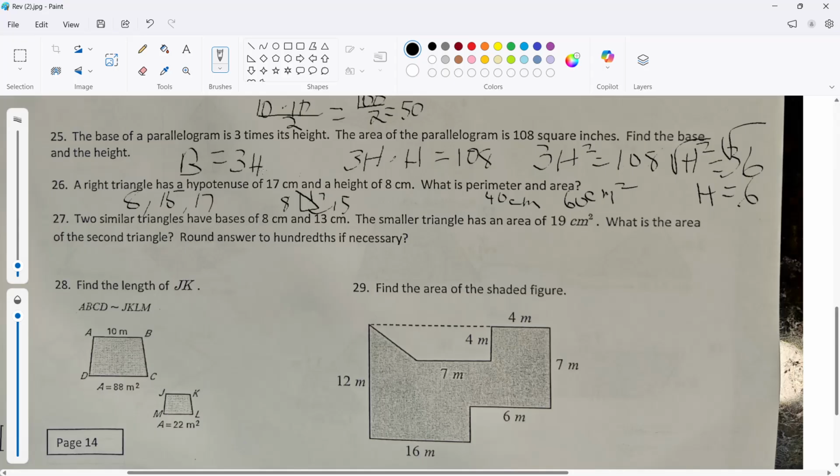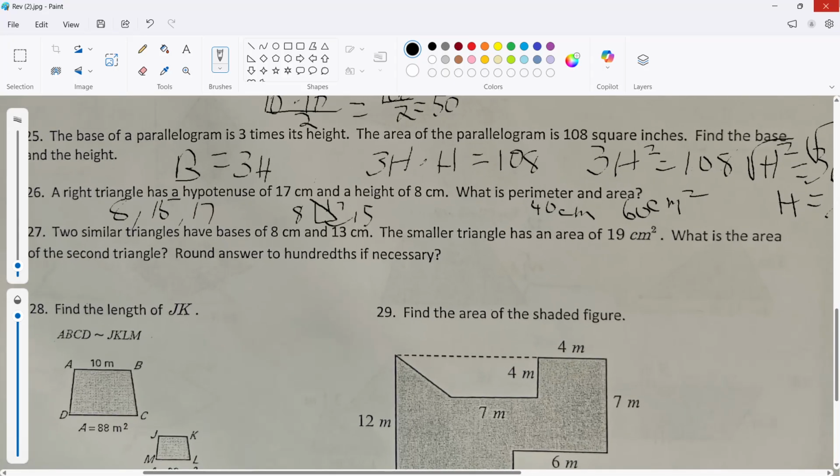Okay, two similar triangles have bases of 8 and 13. So I'm going to write small to big equals 8 to 13. The smaller triangle has an area of 19. What is the area of the bigger? X. Now remember, this is a base, so this is linear and this is square. So I've got to square these. 8 squared and 13 squared. So I will cross multiply. 8 squared is 64. X equals 13 squared times 19.